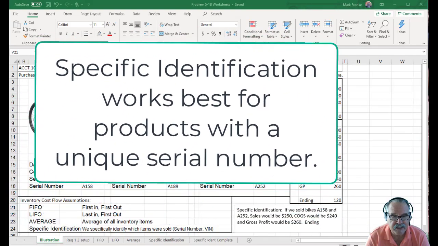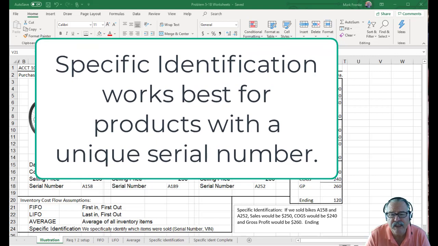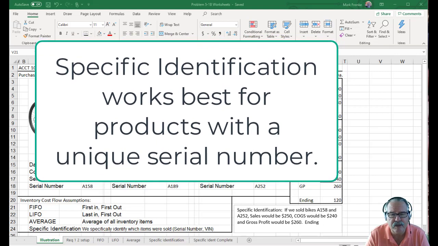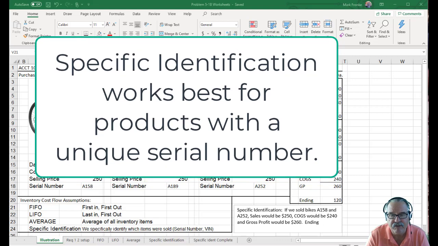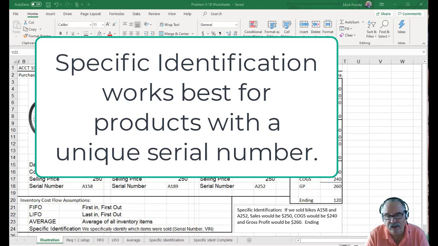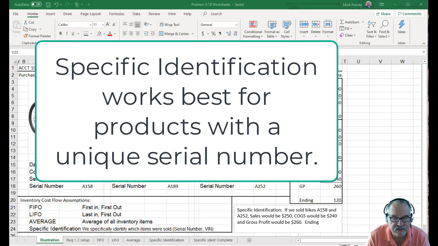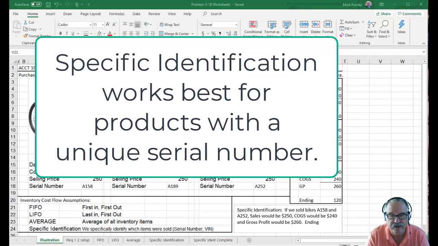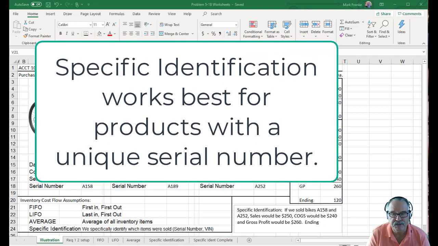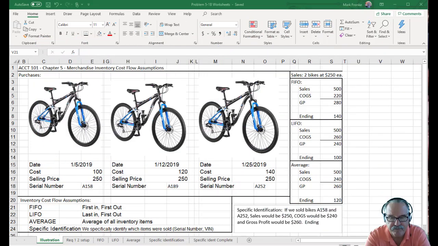And then specific identification is designed for companies where they sell items that are serialized. Serialized means that they have a unique number, identification number of some sort. Think about a car that has a VIN number, or a truck, or a refrigerator has a serial number. Anything that has serial numbers where we can track specific things that we sell, then we can use the specific identification method. So the example that I'm going to use here is some bicycles.